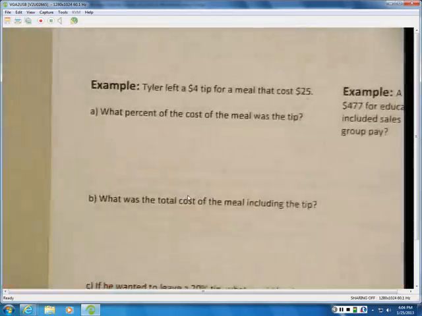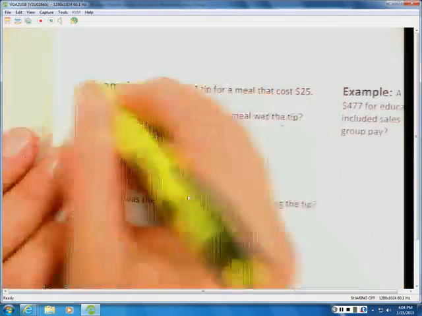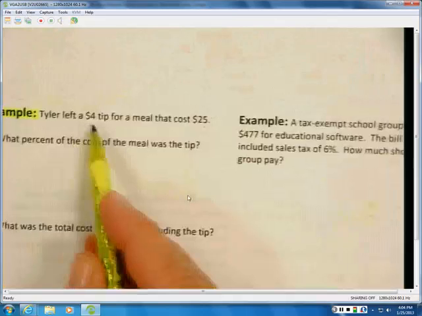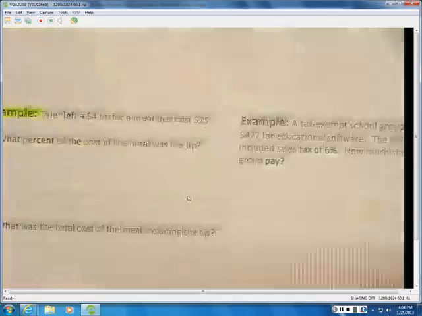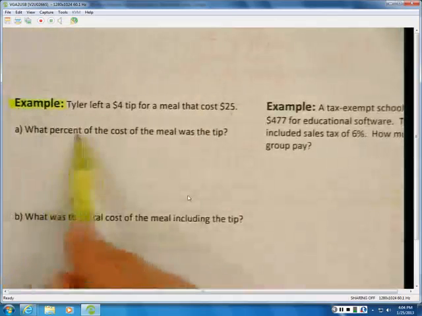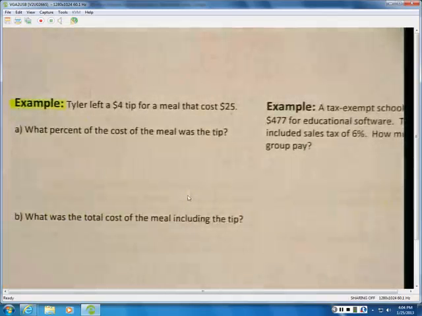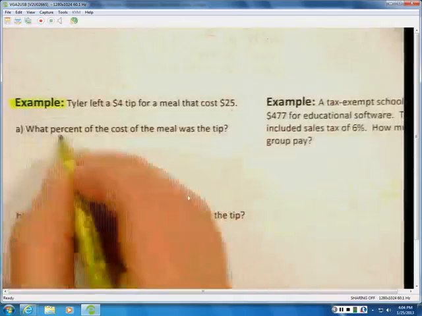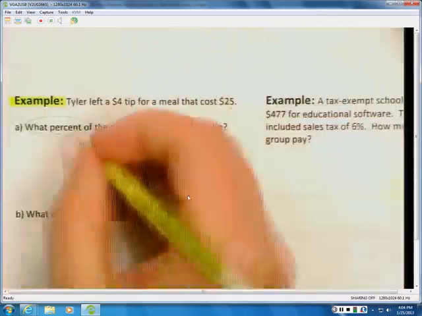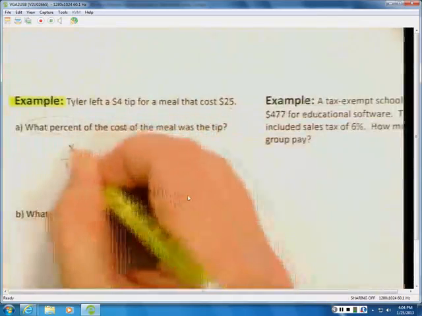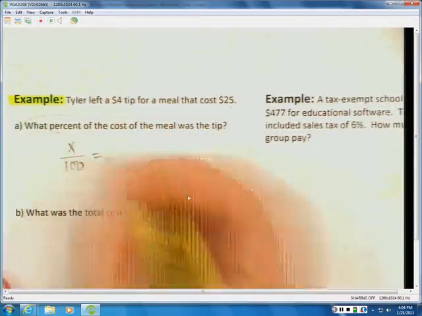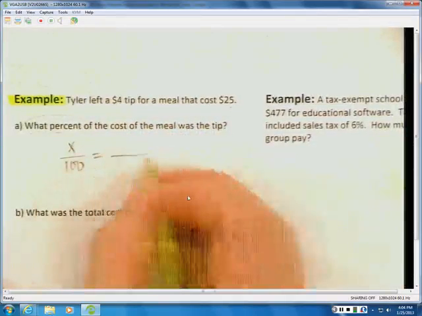Tyler left a $4 tip. Okay, so we're going to do that example together. Tyler left a $4 tip for a meal that cost $25. What percent of the cost of the meal was the tip? So I look at this. I really like proportions. I'm a big fan of them. What percent? That's the thing we're trying to find. That tells me that I'm going to have x over 100 for my percent piece, equals, we need part over whole, right?